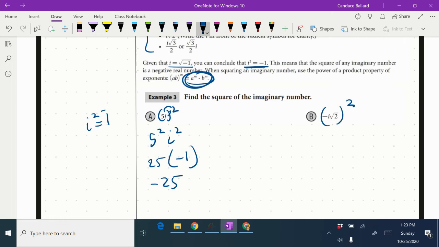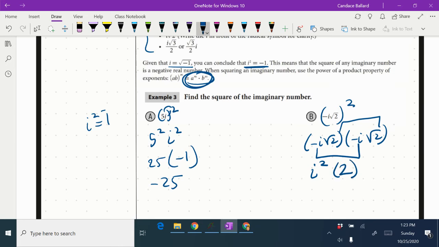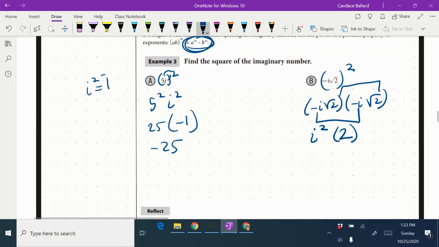I am going to square this one. So that's like saying negative i square root of 2 times negative i square root of 2. I'm going to multiply the insides together and the outsides together. So negative i times negative i would be positive i squared. Square root of 2 times square root of 2, if we took our shortcut, would just be 2. We are allowed to substitute in for the i squared. We can put in -1. So that's what I'm going to do. So -1 times 2 is going to be -2.